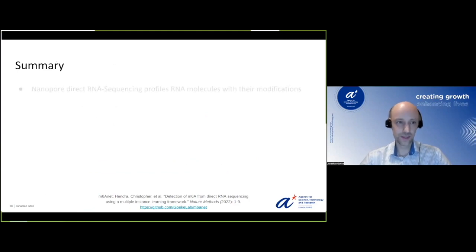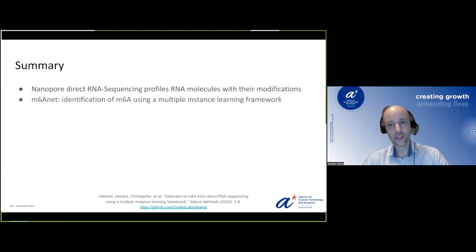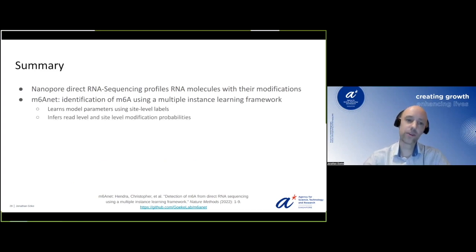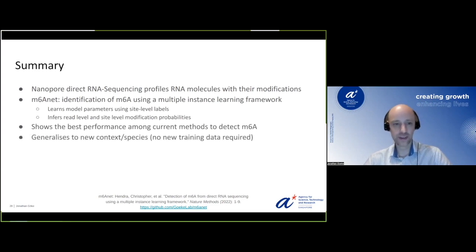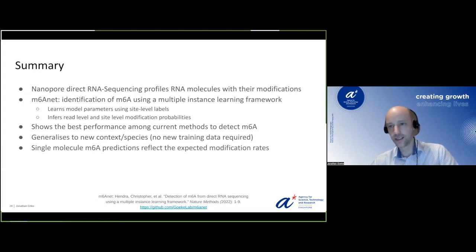And with that, I'm coming to the summary. I've talked about nanopore sequencing for detection of RNA modifications, in particular m6A, and I've introduced m6Anet, which uses this multiple instance learning framework. And it learns model parameters using the site level labels, but implicitly you can also infer the read level probability. It shows very good performance and it generalizes very well. And it estimates single molecule m6A predictions that seem to reflect the expected modification rates. I very briefly mentioned also that you can analyze differential RNA modifications if you want to compare samples, and that can be done with xPore.